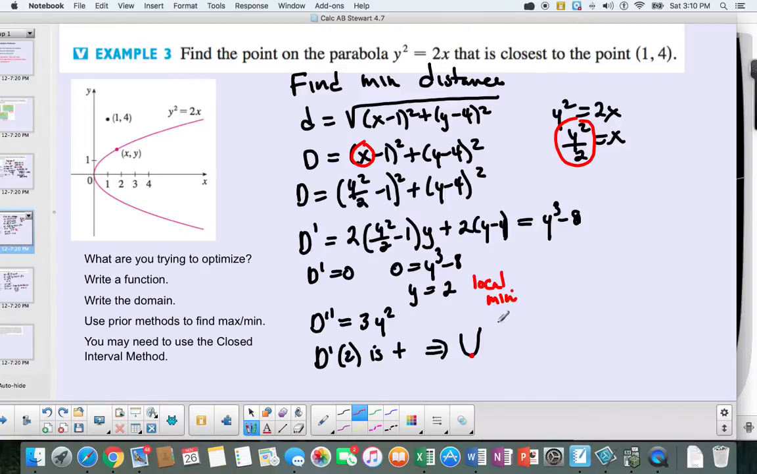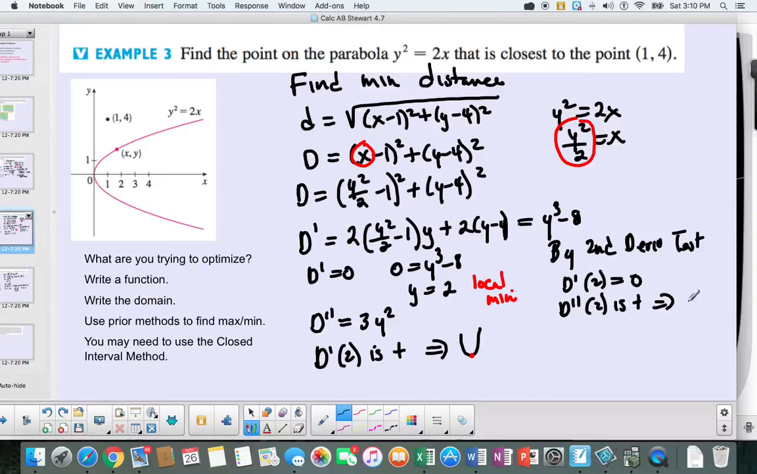Alright, well I don't really have a closed interval here, so that's going to be the minimum I'm looking for. Again, by the second derivative test, d prime of 2 is equal to 0, d double prime of 2 is positive, which implies a minimum.